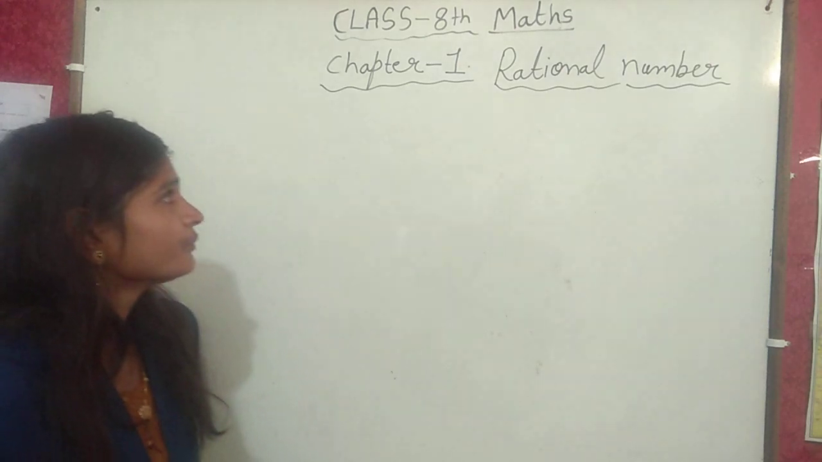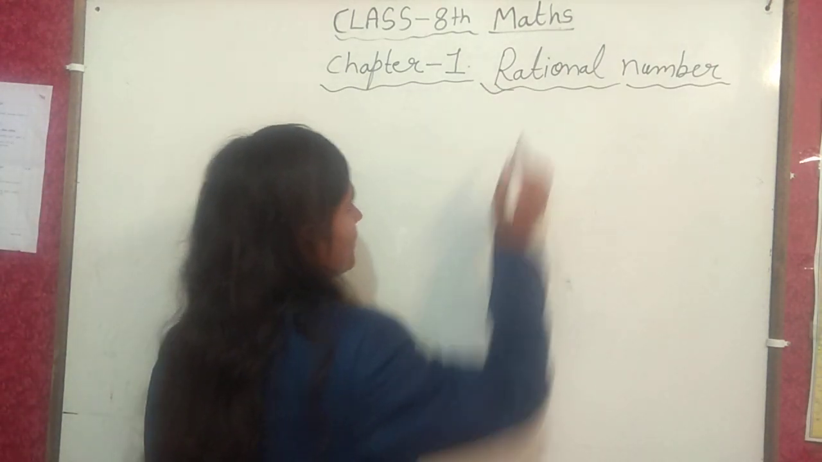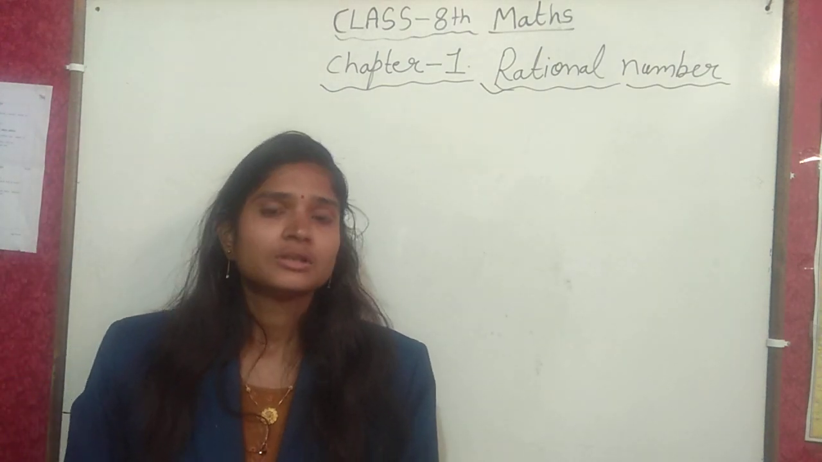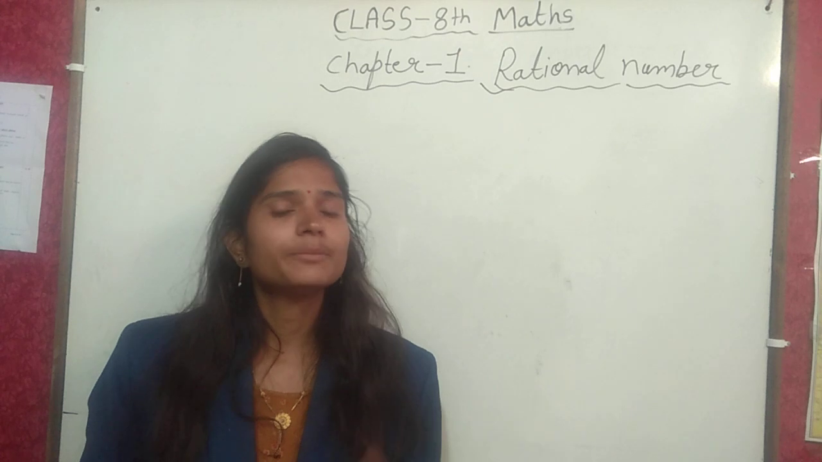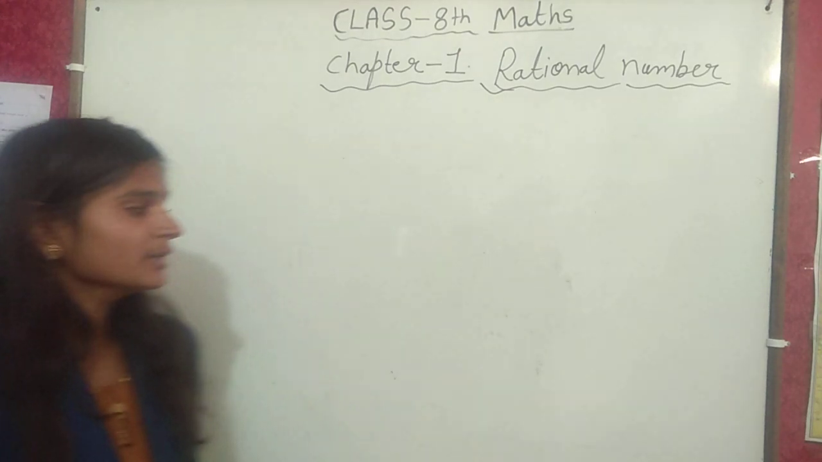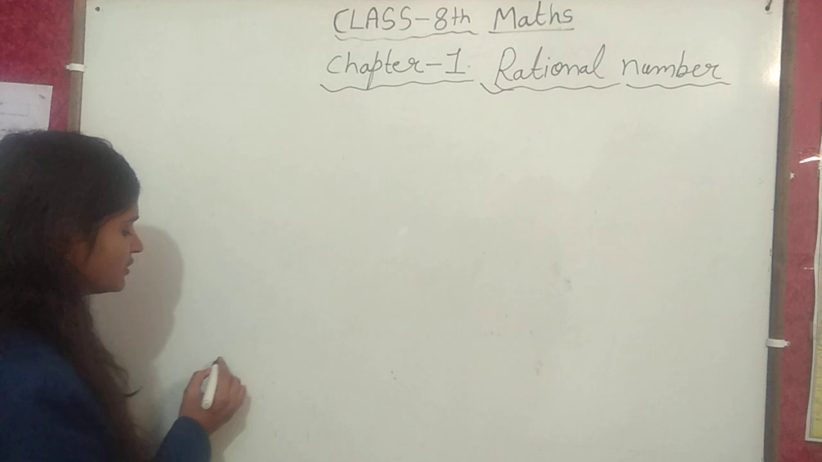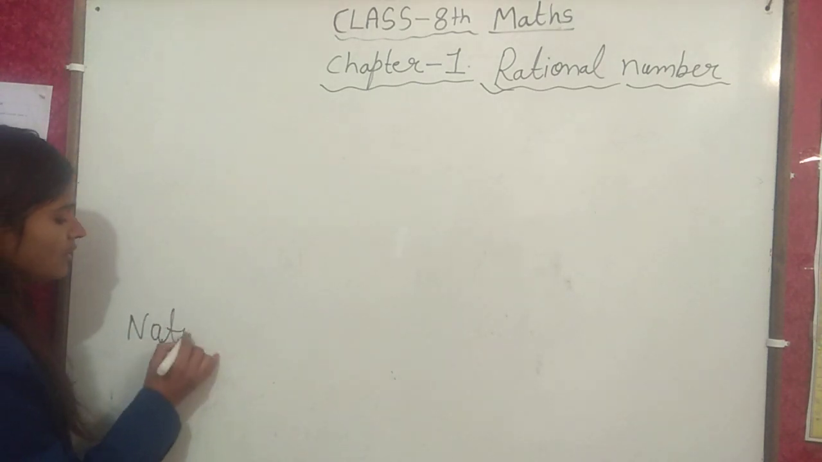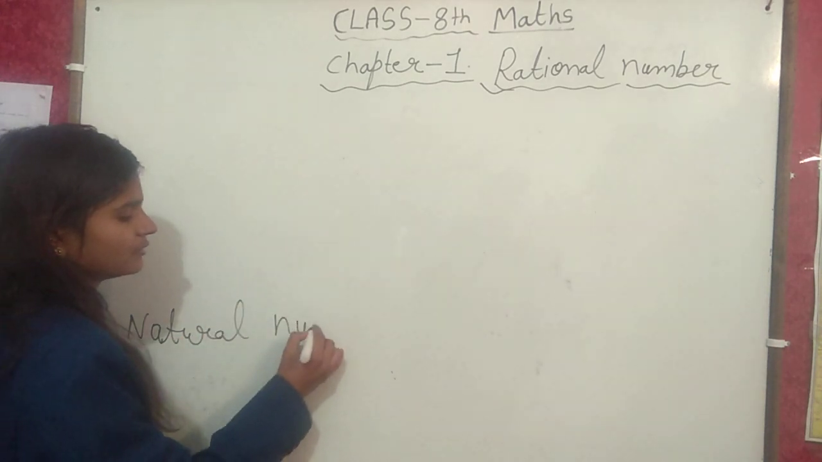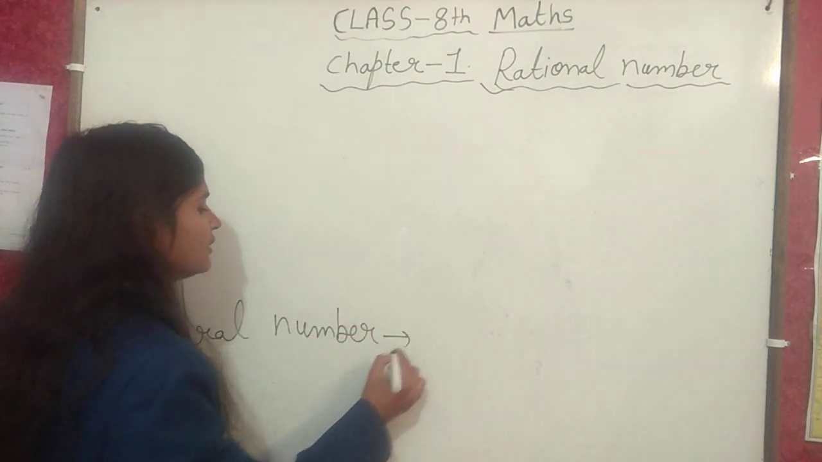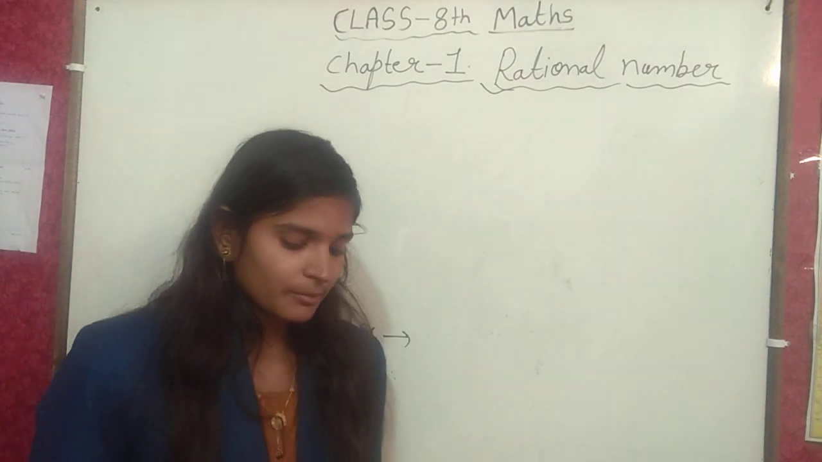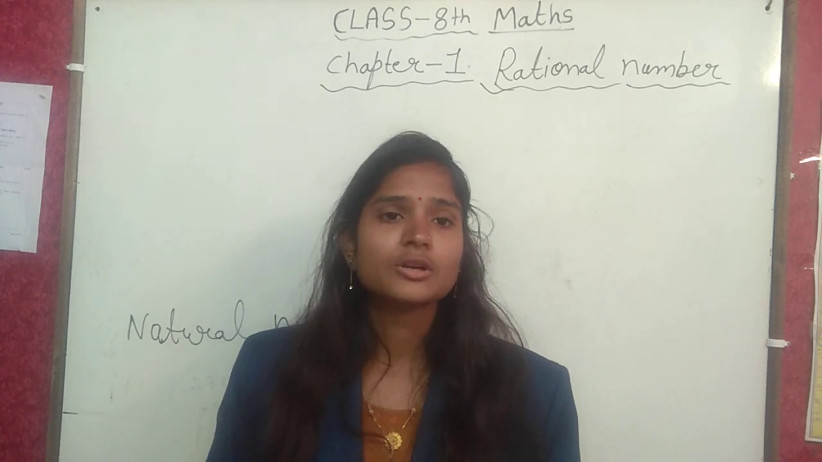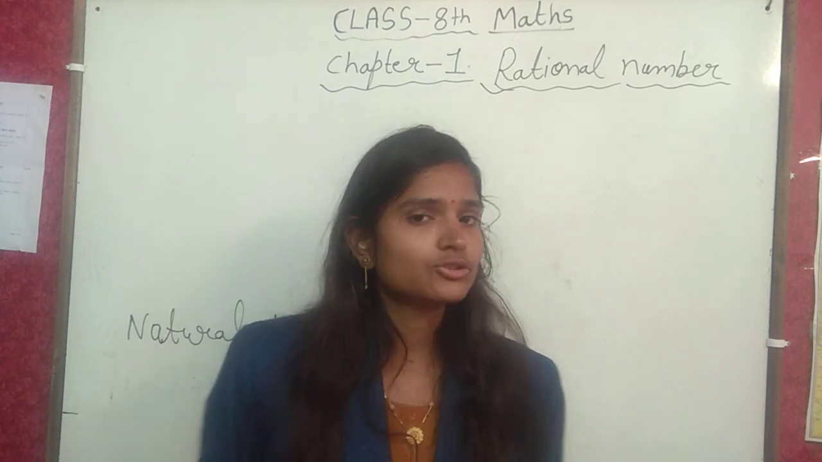Okay, so what is the topic? Today's topic is rational numbers. Before learning this topic, we will revise some topics which we learned in the previous classes. In the previous classes, we learned about natural numbers. I think everybody knows about natural numbers. We start counting from 1, 2, 3, 4, 5, 6, 7, 8. So these numbers are called the natural numbers.